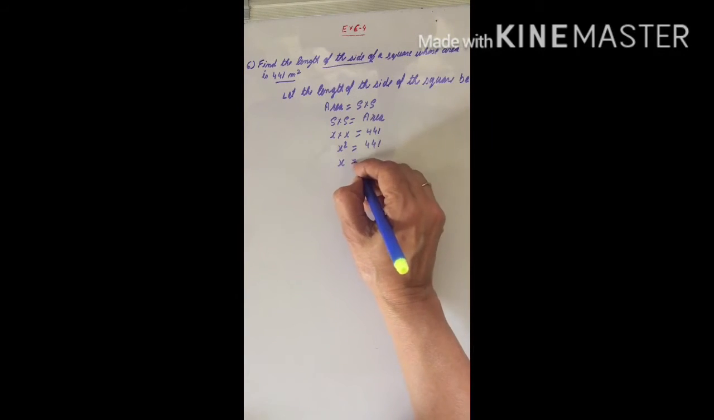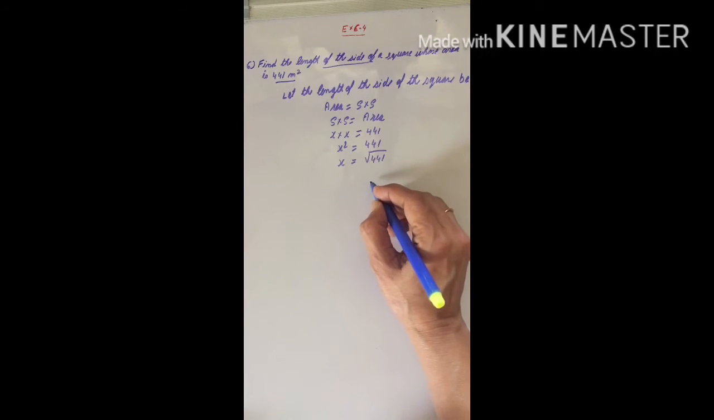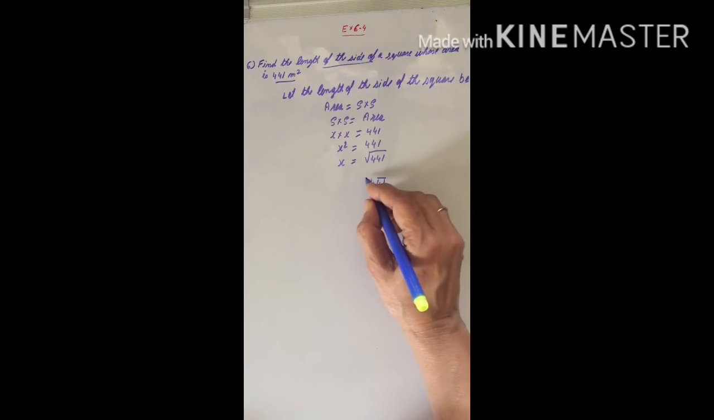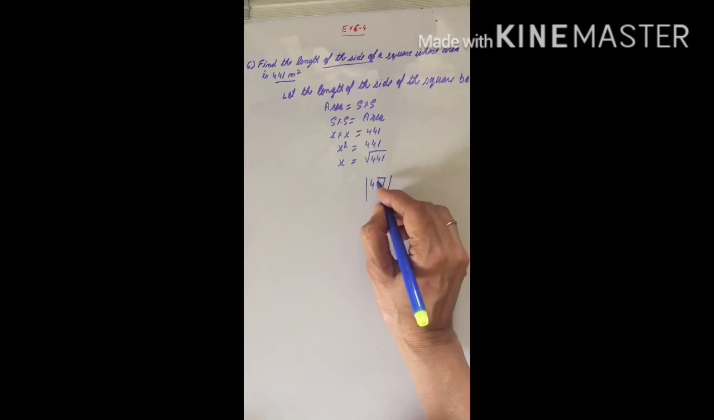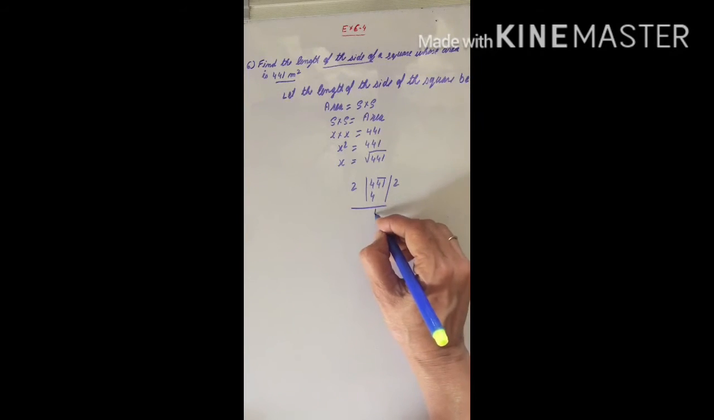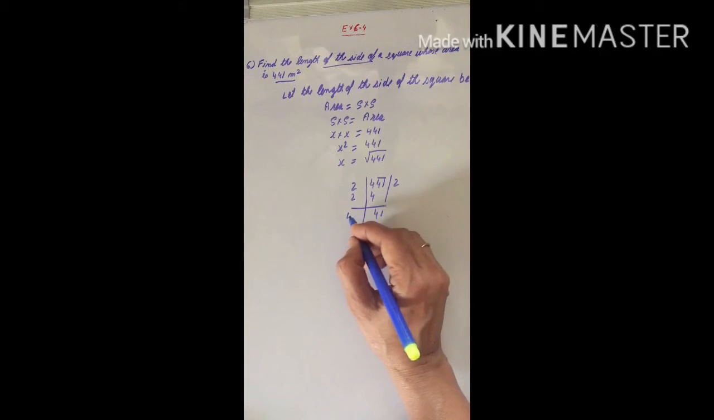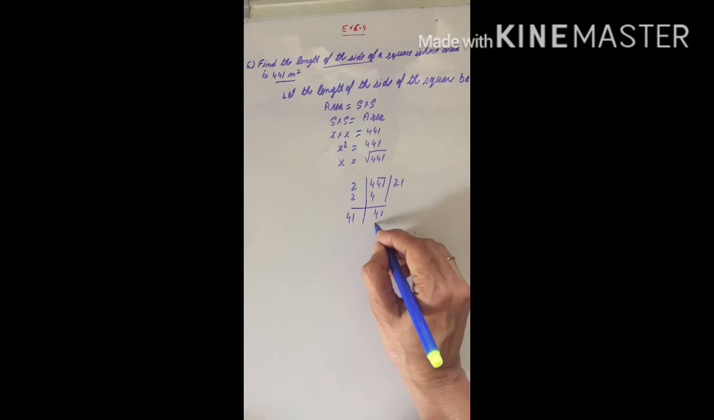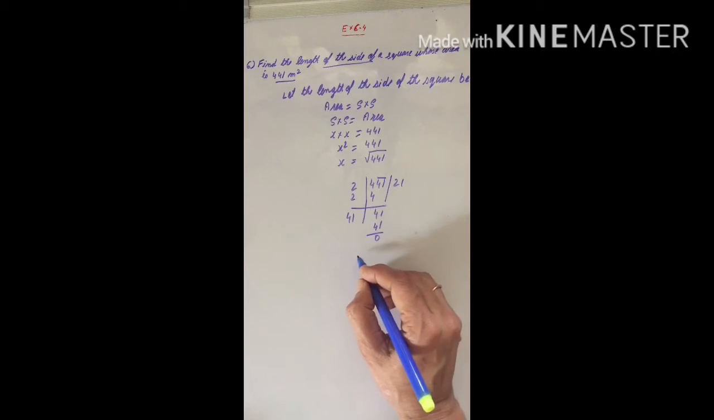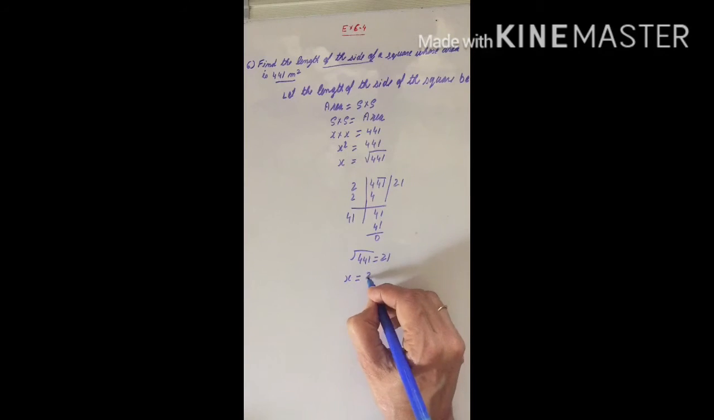For finding x, you will have to find the square root of 441. You can use the prime factorization method. First you will make the pairs, then it will go with 2, 4. Now 41 will come down. Now 2 plus 2, it is 4. Obviously very simple, it will go with 1. So our answer is that the square root of 441 is 21. It means x is equal to 21.